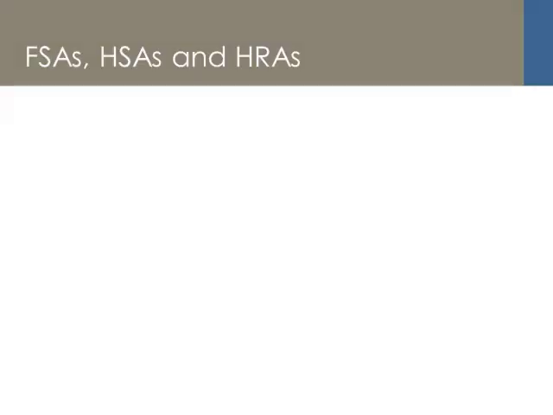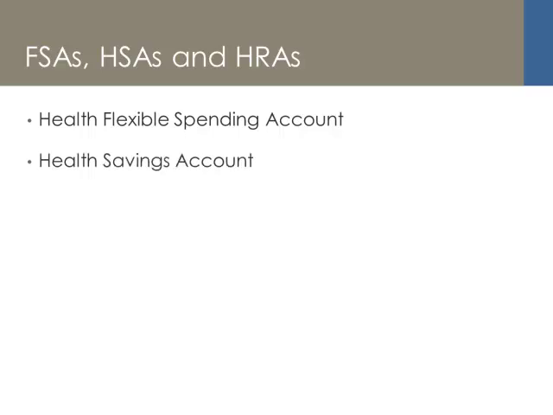An FSA is a health flexible spending account. There are dependent care FSAs as well, but they are not addressed in this presentation. An HSA is a health savings account. An HRA is a health reimbursement arrangement.